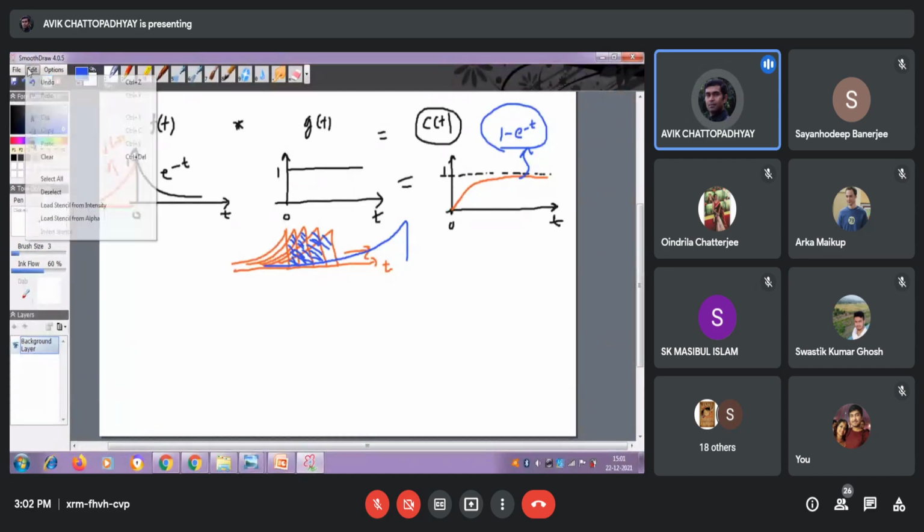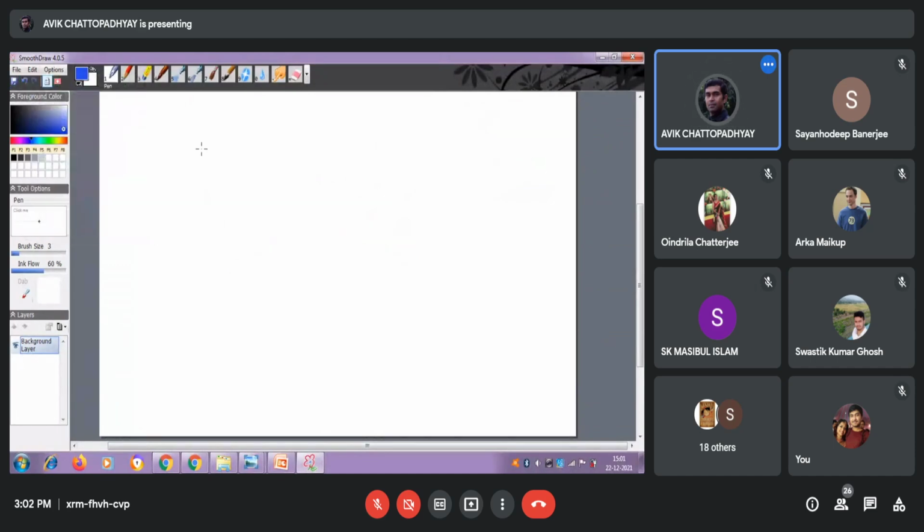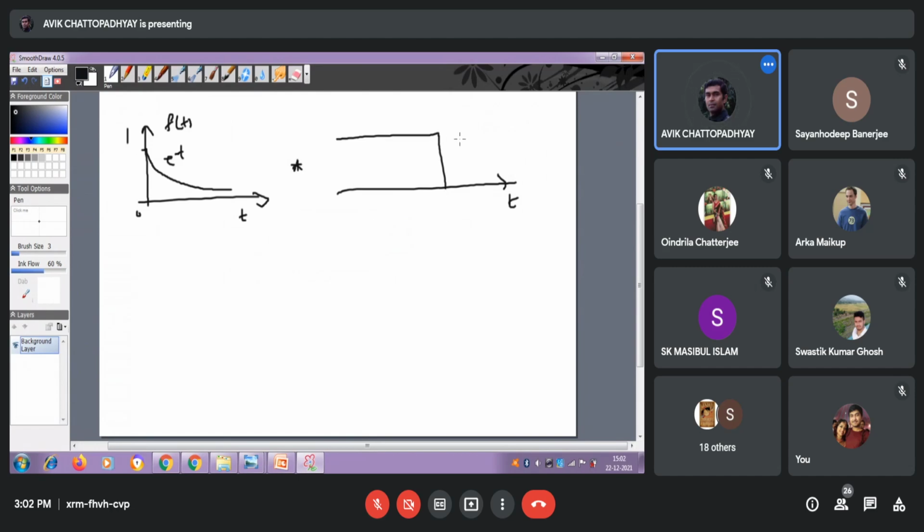Again, to take another example, if you understand this, then this is even simpler. Suppose you again take this f of t, that exponential, e to the power minus t, this is 1 actually. And I am going to convolve it with what I gave before, the unit step, right? This is g of t. Now you do the convolution.